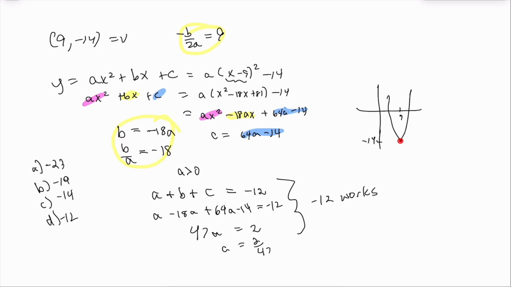Well, if our vertex is down in the fourth quadrant, for it to hit the x-axis twice, that a value has to be positive, okay? So I know that if a plus b plus c is equal to negative 12, I started with that one. Then I put a is a, b is negative 18a, c is 64a minus 14. And then if you solve, you do get a positive value of 2 over 47. If you try any of these other ones, you don't get a positive a value, you get a negative a value. So that's why negative 12 works.